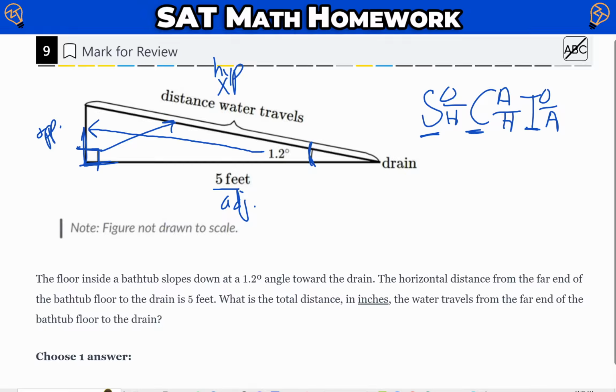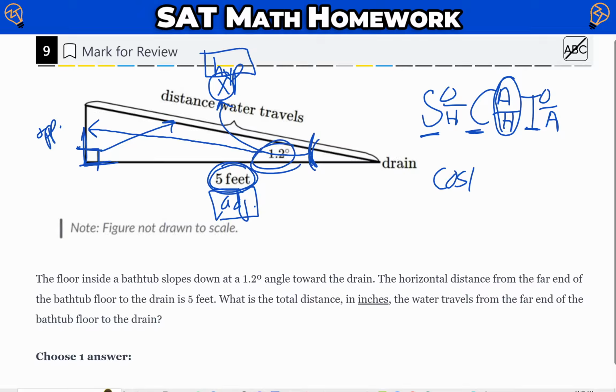So let's think about it. From the angle that I know, what's the side that I know and the side that I want to know? Well, those are the adjacent and hypotenuse sides. Which trigonometric function relates the adjacent and hypotenuse sides? It's cosine. So I'm going to say cosine from 1.2, it's always cosine from the angle, is equal to, and it has to be in this order, adjacent over hypotenuse. Now, because I have a fraction on the right side, I want to put a fraction on the left side by putting it over 1.